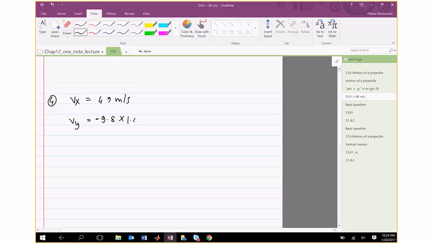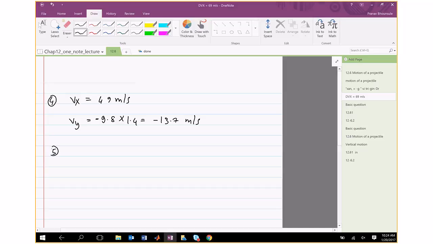1.4. What's the answer? What did you get? Negative 14.7, 13.7. Okay. So the interesting thing is this value is negative. Remember, the convention was x is positive to the right and y is positive upwards. So when the velocity is negative, it means that the particle is going downwards. Okay, and that makes sense. The particle is actually going downwards.